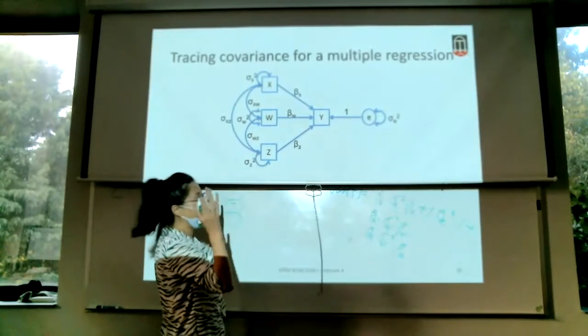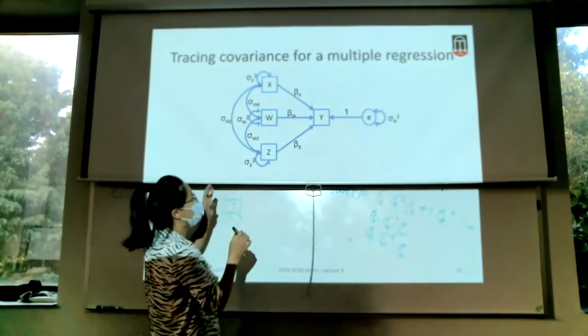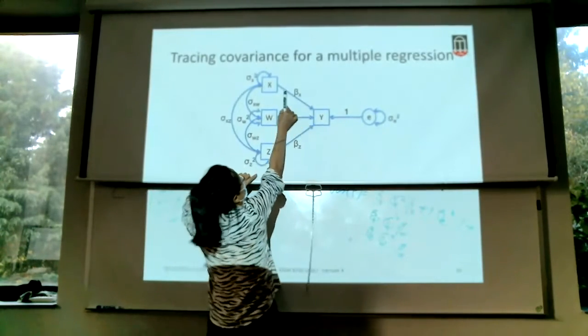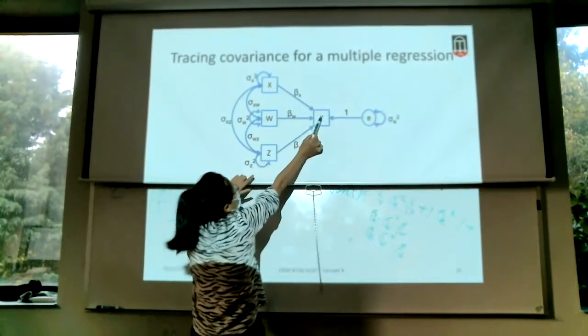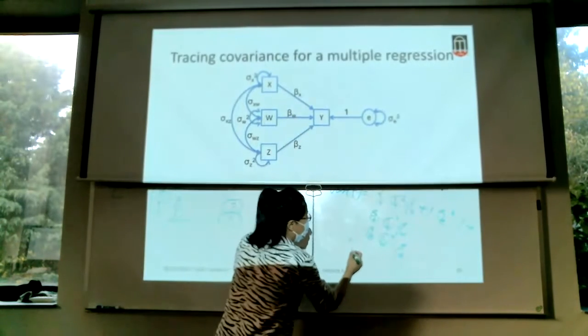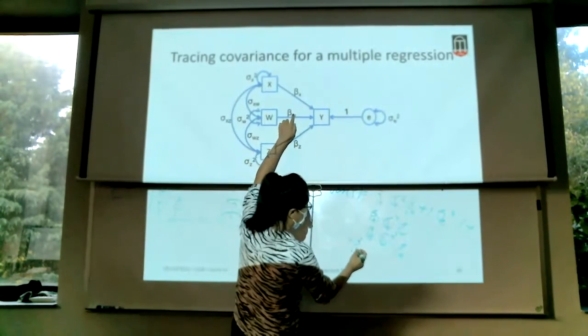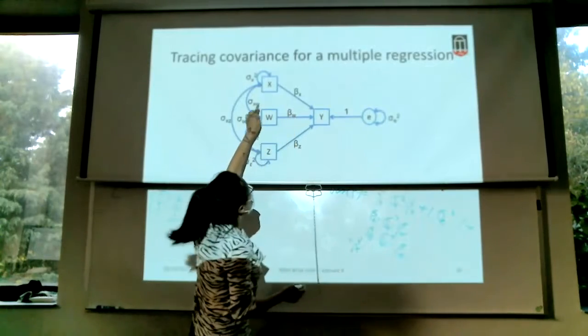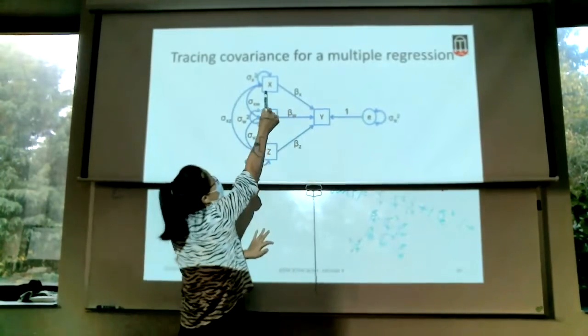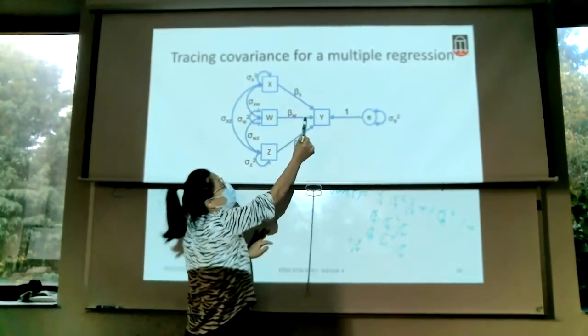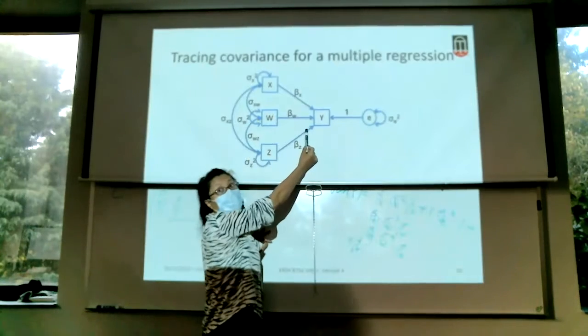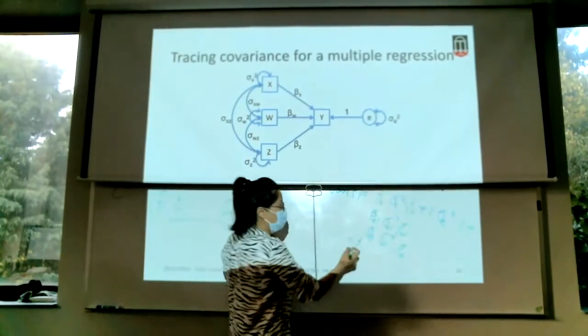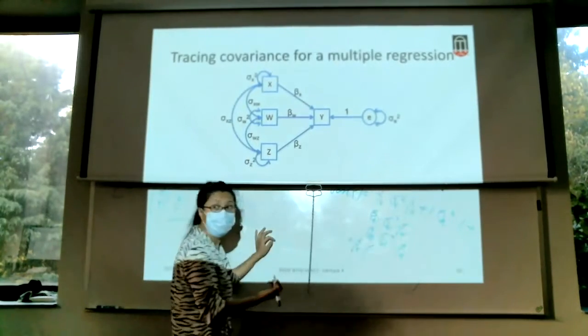Now look at the covariance, the double-headed arrow between two variables. You can start from Y to X first, then it is beta X. Now we stopped at X. We have this way to go back, and we also have this way to go back. So there are two possible ways.